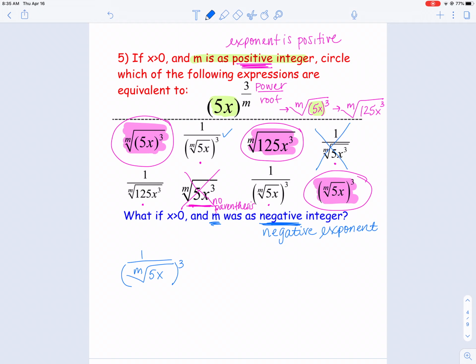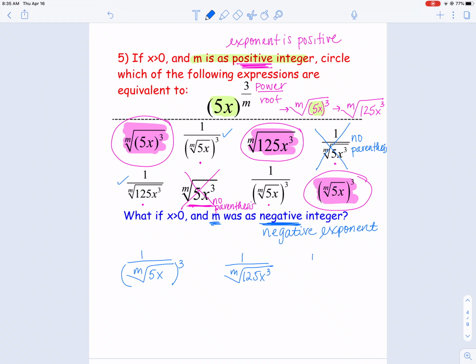This one is like the other one I crossed out. There's no parentheses, so it's only raising the x to the third power, not the 5 to the third power. The next one we come to looks good. 1 over the mth root of 125x cubed. Yup, that's going to work.